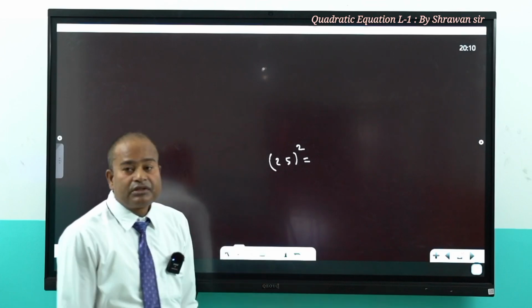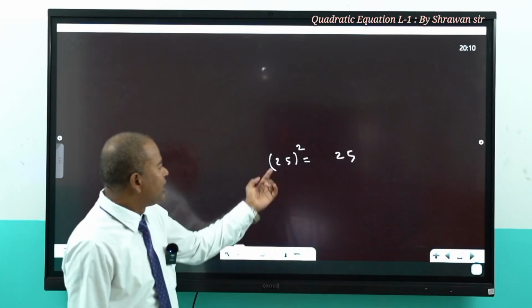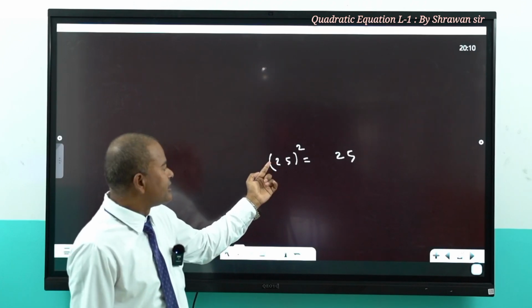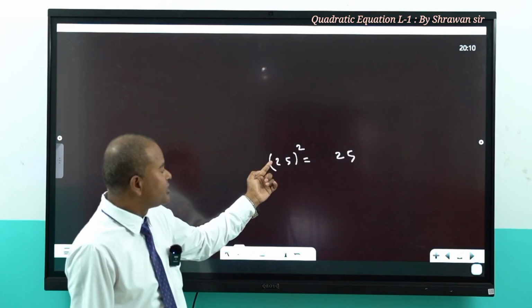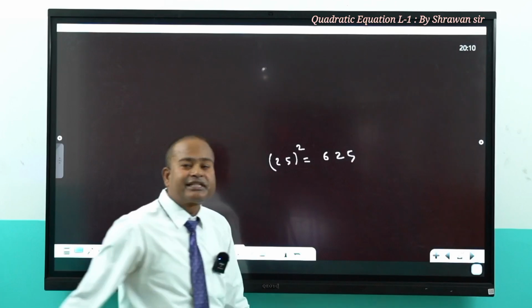At first we have to take the square of the first digit. The square of 5 is 25, and we have to add 1 to the next digit. That means 2 plus 1 is 3, and 3 is multiplied with 2, so 3 times 2 is 6, and then 25.